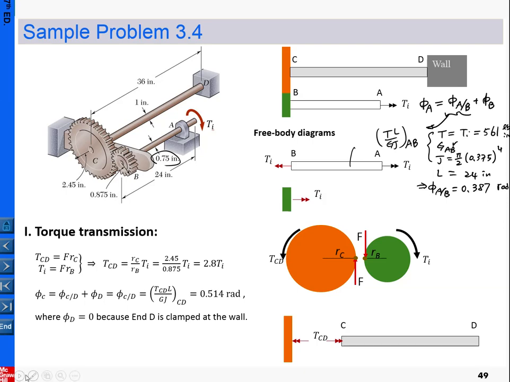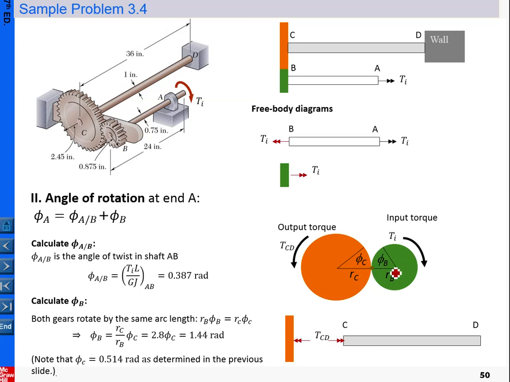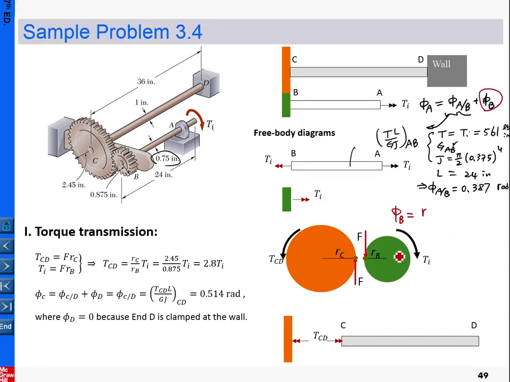Okay, so now let me change color. So what is phi B here? Phi B, if you have the information here, is found by this one: phi B times RB equals phi C times RC. Therefore phi B can be calculated as RC over RB times phi C here. Okay, so let me go back to here. So phi B equals RC over RB times phi C.